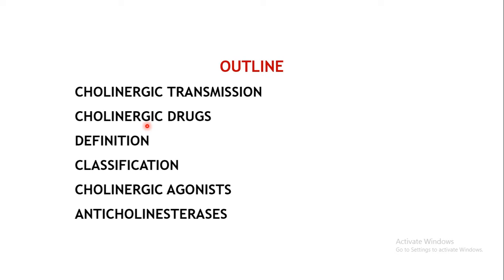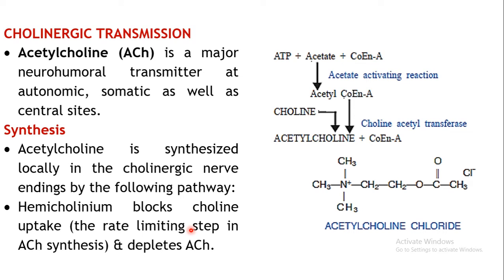Such drugs are known as cholinergic drugs. Under this we shall cover the definition of cholinergic drugs, the classification of the drugs, and the two main classes, that is cholinergic agonists and the anticholinesterases, in detail. Before going into the actual drugs, we shall see how exactly this cholinergic transmission takes place. What are the different aspects?